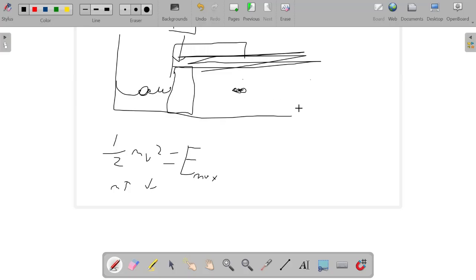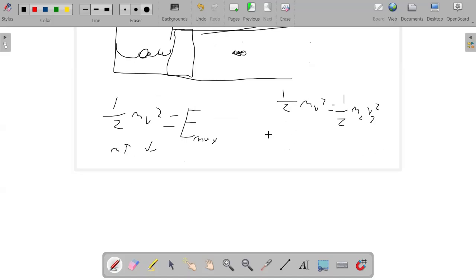Okay. So we have 1/2 mv squared equals 1/2 m2 v2 squared. And then we can just say mv squared equals 2m times v2 squared. And so what we end up getting there is v squared over 2 equals v2 squared. Now just take the square root of both sides, and you end up getting that v2 is equal to v over square root 2.